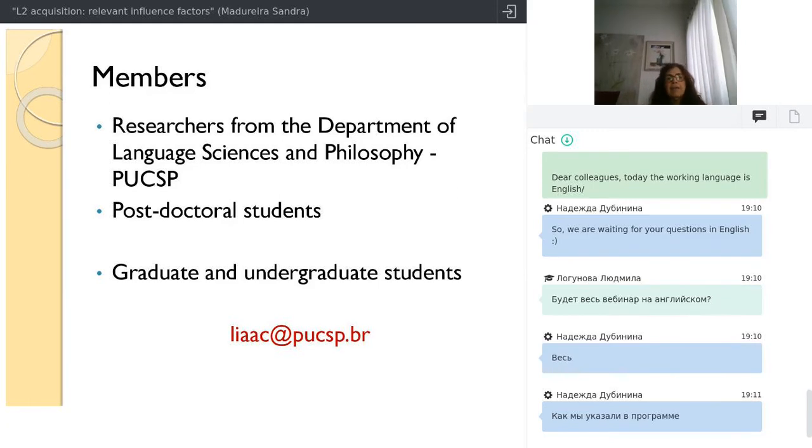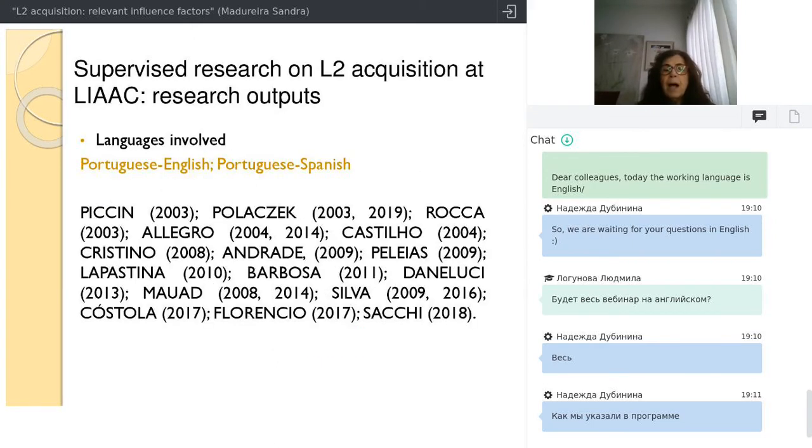In our lab, we have researchers from the Department of Language Sciences and Philosophy. We have postdoctoral students, graduate and undergraduate students. And in relation to L2 acquisition, I've supervised some dissertations and theses. They are mentioned here, and they are included in the bibliography, in the references of this lecture. And the languages involved are mainly Portuguese and English, and Portuguese and Spanish.